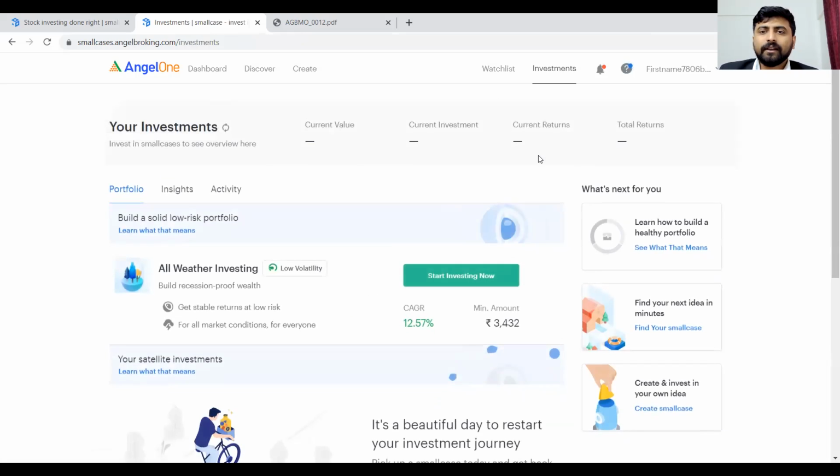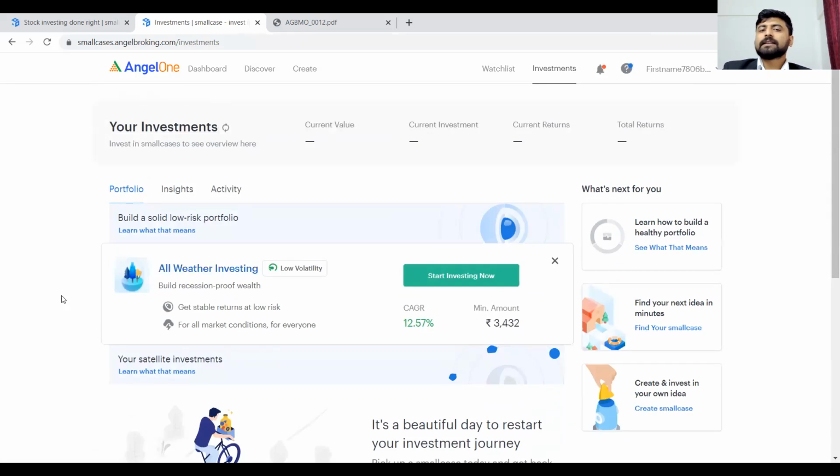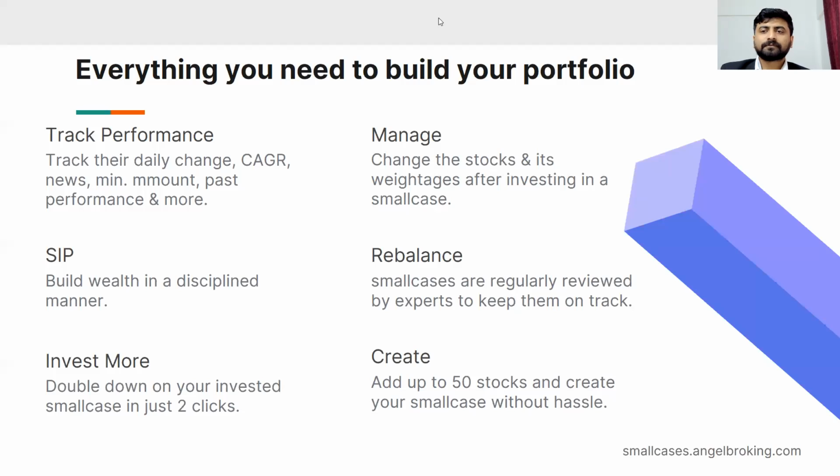What we can see under investments right now is absolutely nothing, which means that we have managed to successfully buy, successfully invest more, start an SIP, and also exit a particular smallcase. Now, let us take a look at some of the other key advantages of investing in smallcases. So now we are going to explore these advantages.